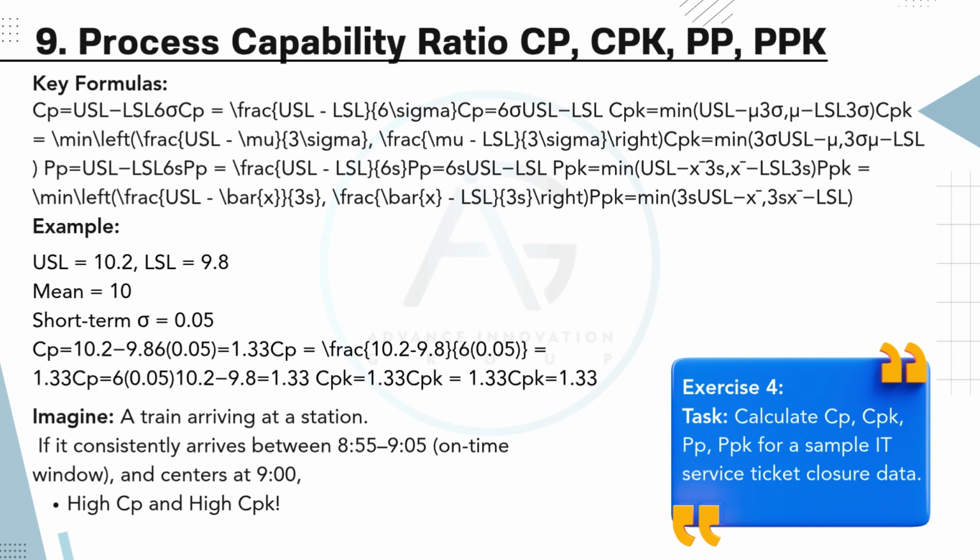Example: if USL equals 10.2, LSL equals 9.8, mean equals 10, sigma equals 0.05, CP equals 1.33 and CPK equals 1.33. Good capability and centered. Analogy: like a train arriving on time, 8:55 to 9:05, consistently at 9:00, shows high CP and CPK. Exercise: calculate CP, CPK, PP, PPK for IT ticket closure data.